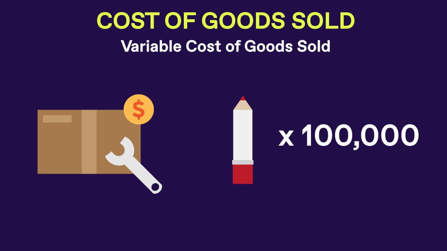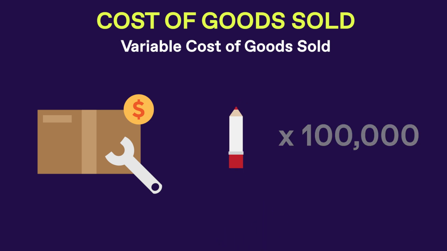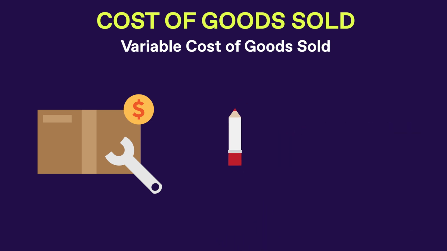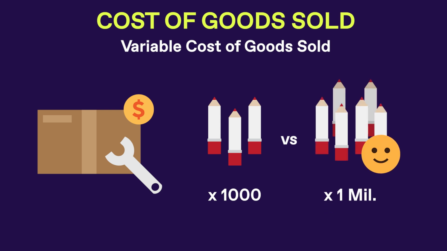If I then sell 100,000 of these, they're still the same ingredients that go into my variable cost of goods sold. It's just the volume of them goes up. The element that can also work in our favor is clearly if I'm selling 1,000 Sharpies versus 1,000,000 or 100,000 Sharpies, I'm going to get a better price the more I sell from my supplier.